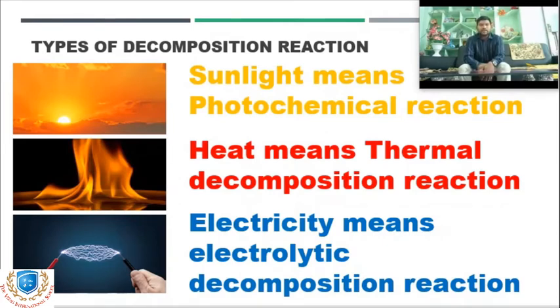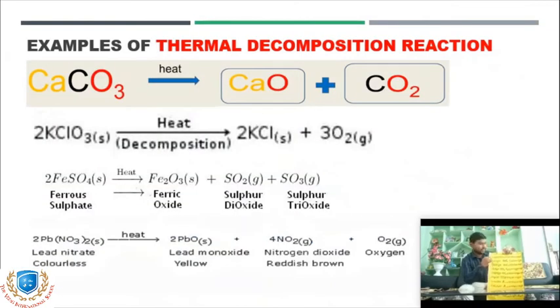So we will learn the reactions one by one. In the same chemical equation, calcium carbonate is a solid substance. When it is heated, it converts into calcium oxide and carbon dioxide gas. Here one single compound splits up into its substances.